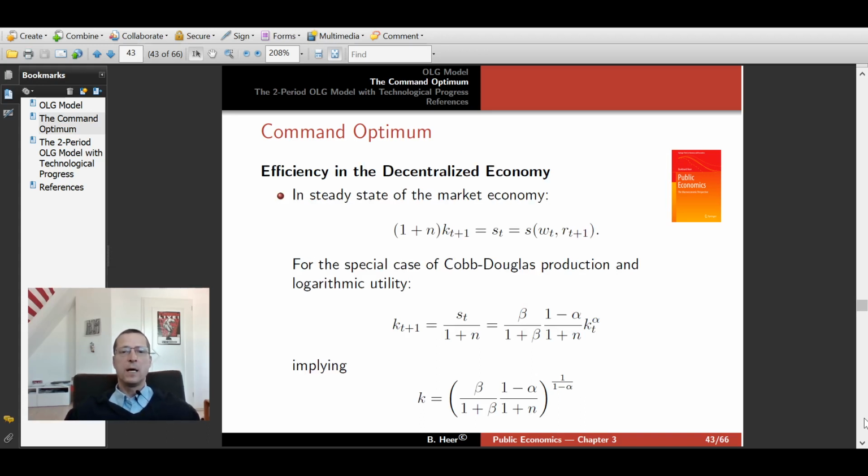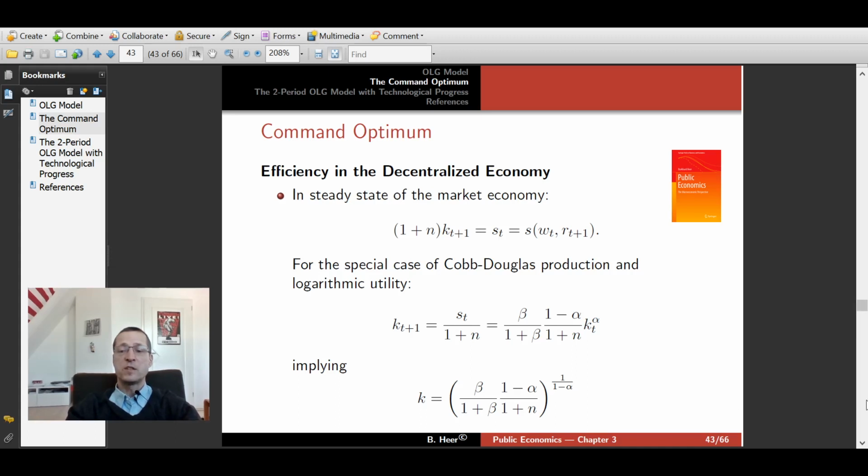Okay, now let's look at how this result carries over to the decentralized economy. We have shown in chapter 3.2 in the previous tutorial that the equilibrium dynamics of this economy are described by a first order difference equation in the capital stock Kt, so that the aggregate capital stock next period, (1+n) times Kt+1, is equal to the savings St. The savings depend on the wage rate wt and the interest rate rt+1, which themselves are again functions of the capital stock. In the logarithmic case, so log utility and Cobb-Douglas production, we have shown that the dynamics are described by the second equation of Kt+1 as a function of Kt, and the steady state capital stock K is equal to the expression on the right-hand side of the bottom equation.